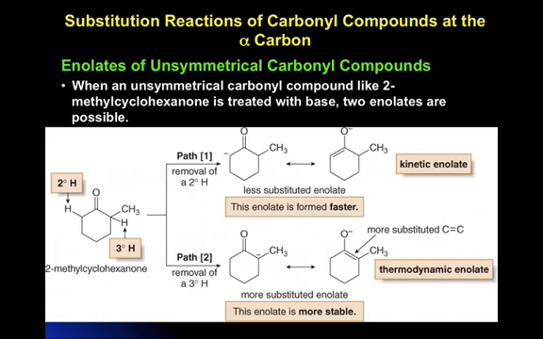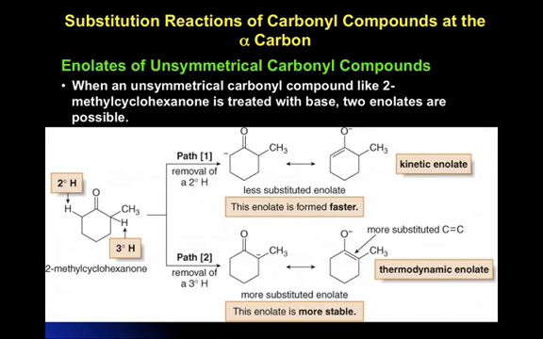Now, if she just starts off and doesn't think about which base to use, she could get one or the other, or she might get a mixture of both. Do you think that that's going to be particularly useful? No. We need to have conditions by which we generate the top enolate, so we can do chemistry on that carbon, or the bottom enolate, so we can do chemistry on that carbon. This top one is known as the kinetic enolate.